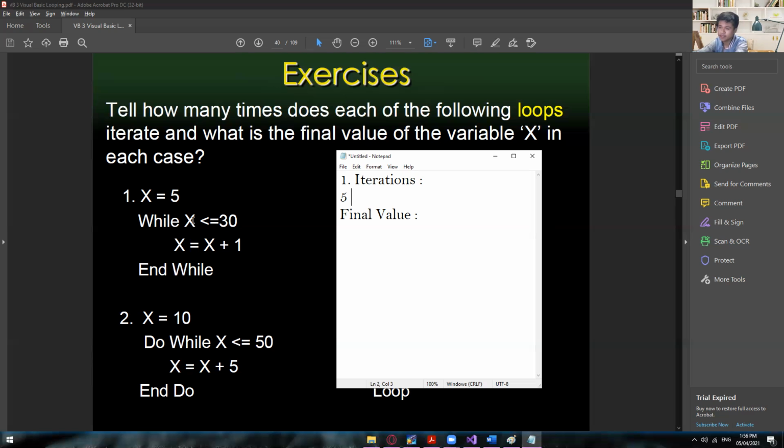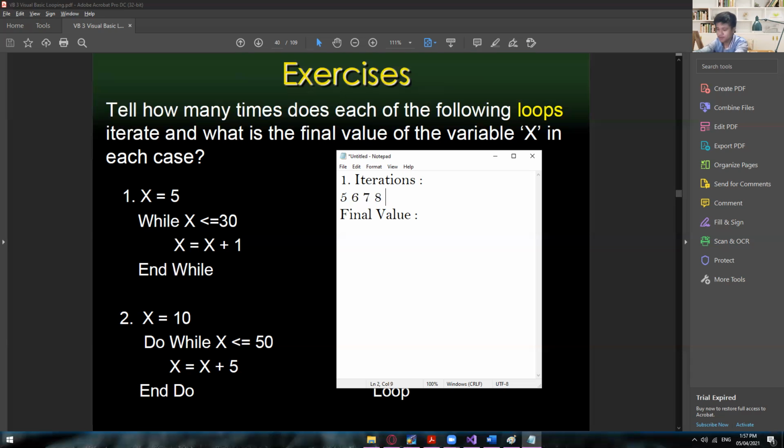Okay, so in here, 5 is the initial value. 5 is less than or equal to 30, so it's true, so it will keep on looping. So plus 1, so 6 is less than or equal to 30, which is still true. So that is why it will still keep on looping. 7 is still less than or equal to 30, then it is still true. So it will still keep on looping.